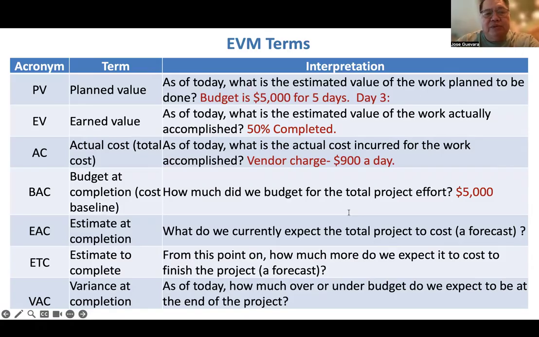EAC stands for estimate at completion, and predicts what we now believe the project will cost. While ETC, estimate to complete, asks the question, how much more money will it take to finish the project? And VAC is variance at completion, which tells us whether we'll finish above or below budget.